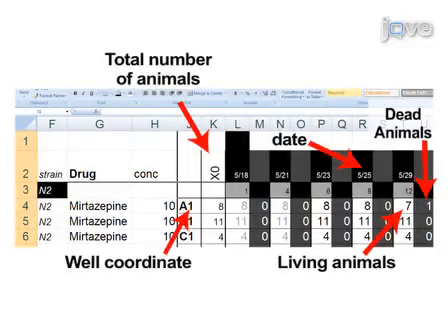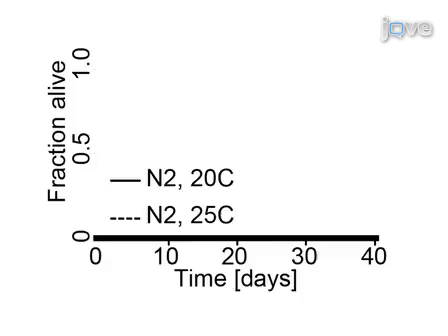This is a design of an Excel sheet to record lifespan data. For each well, its coordinate in the plate, strain, drug, concentration of the drug, and the total number of animals alive on day 0 is recorded at the beginning of the experiment. Record the date as well as the number of living and dead animals 3 times a week in order to follow the survival of the various populations in each well.